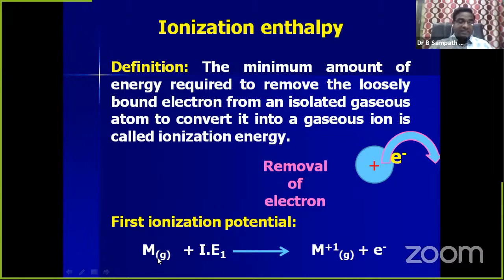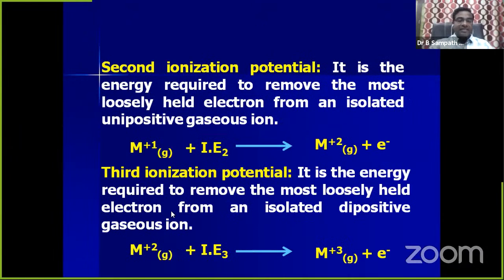Why? Here the numbers of protons and electrons are equal. That's why no charge. Here the nuclear attraction over valence electrons is 1:1 only. But in the case of IE2, here the nuclear charge is greater than the electron charge. That's why we have to supply more energy.